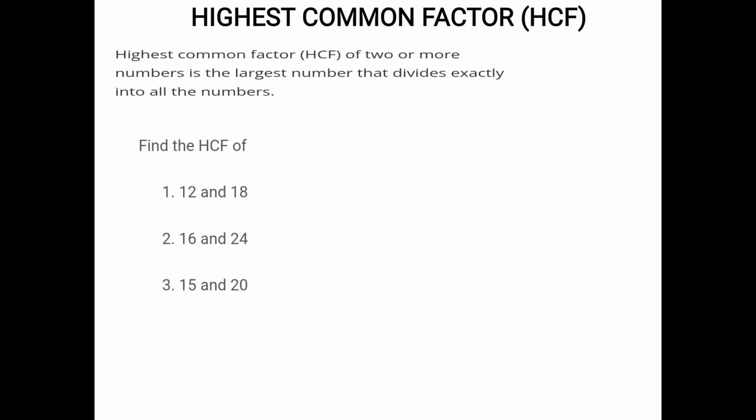While our highest common factor of 2 or more numbers is the largest number that will divide exactly into all the numbers. Out of the common factors, the highest one among them is the one we are going to choose as our highest common factor. Do you understand that? Very good. So now let's start with an example.